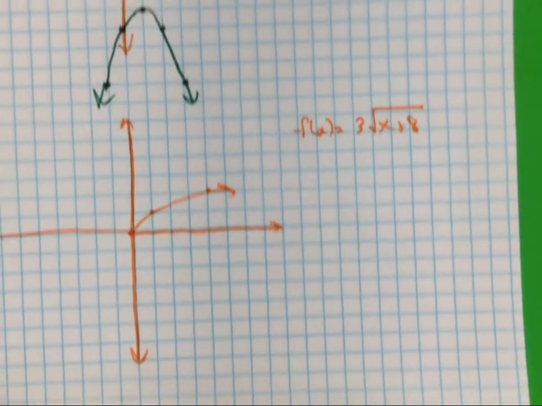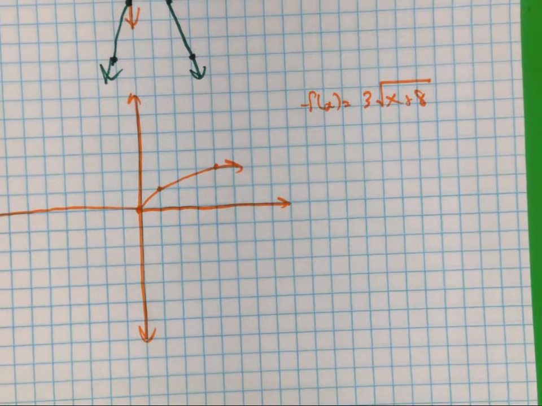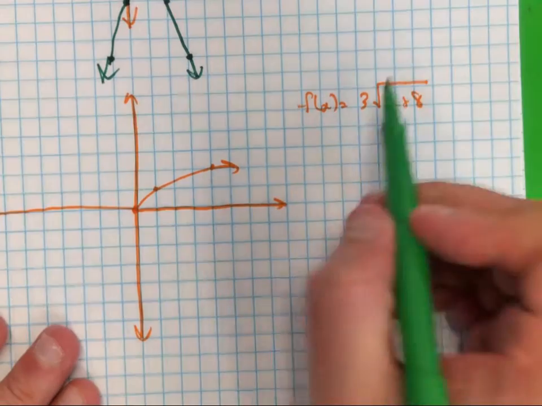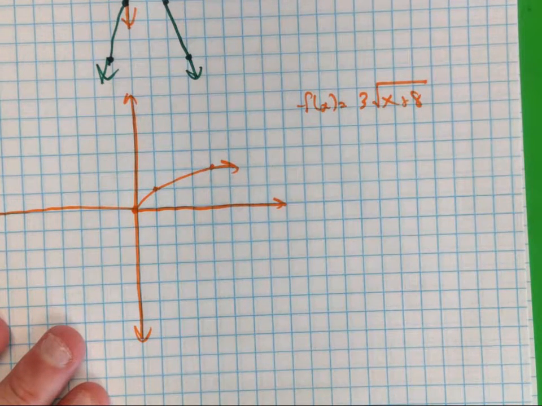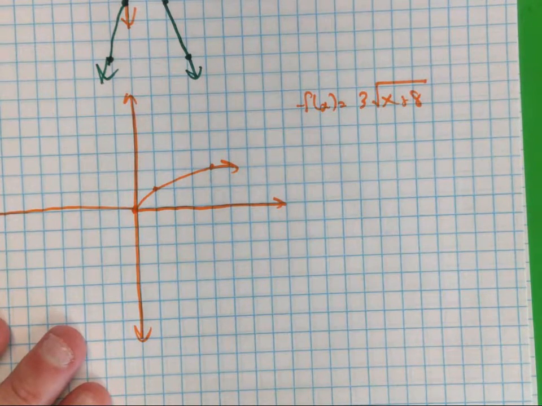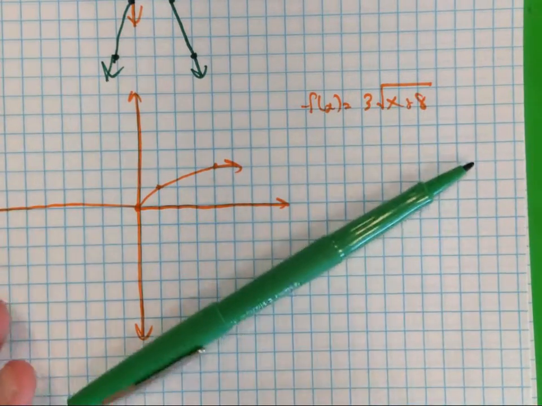All right. Number 9. What's the first thing you would do? What's this 3 tell me I'm going to do? Stretch by a factor of 3. And then I'm going to move it to the what? Left 8. Now I'm going to teach you 2 ways to do this.